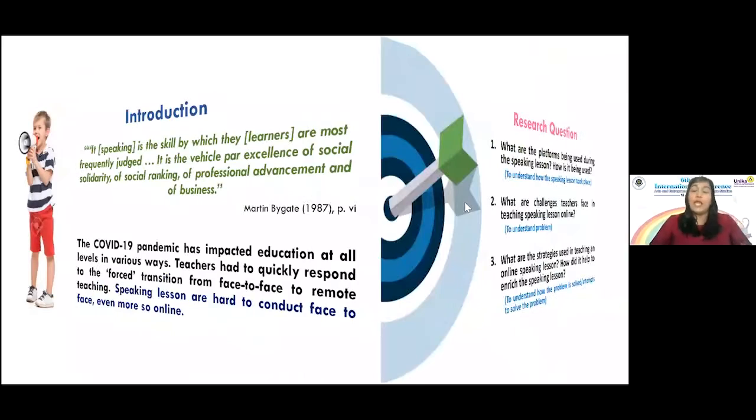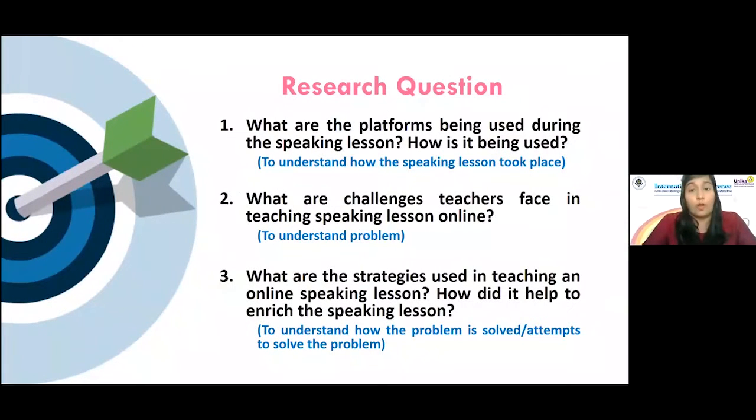That challenge became a research problem, and we came up with 3 research questions. Our research questions were very simple because we want to just understand the root of the problem and what the steps taken to solve this problem are. Our first research question is, what are the platforms being used to teach an online speaking lesson? And we want to know how it is being used. So we want to understand how the speaking lesson took place.